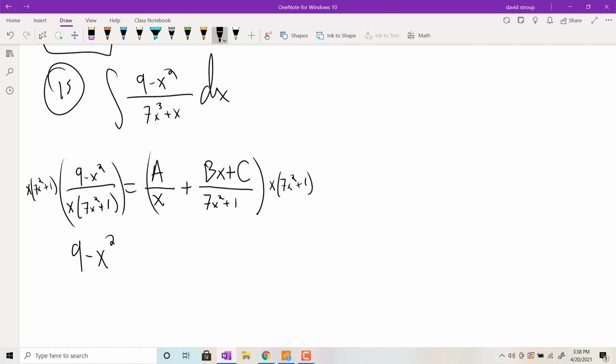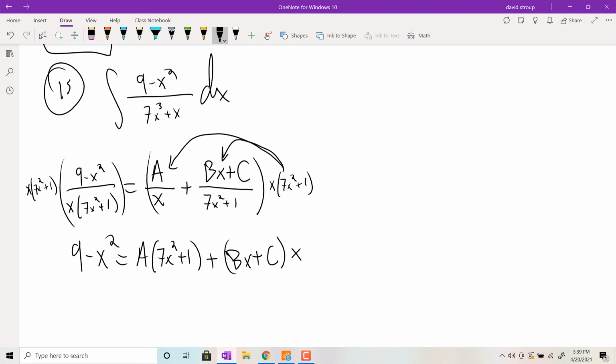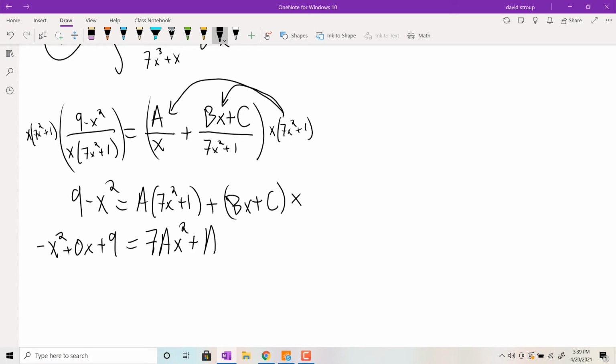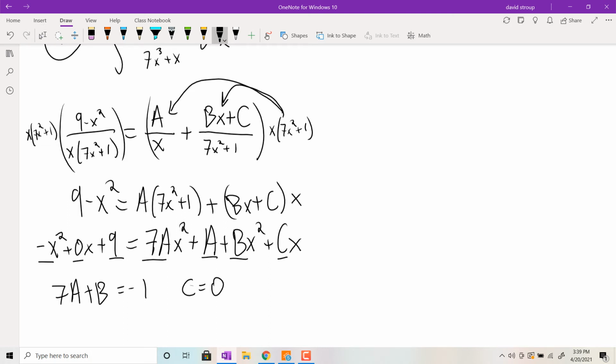On the left, you'll just have 9 minus x squared. On the right, when I do this times this, the x will divide out, and you'll have a times 7x squared plus 1. This times this, the 7x squared plus 1 will divide out, and you'll have just bx plus c times x. I'm going to do equating coefficients. So on the left, you can rewrite it as negative x squared plus 0x plus 9. On the right, I have 7ax squared plus a plus bx squared plus cx. So 7a plus b equals the coefficient of x squared here, which is negative 1. Then c must equal the coefficient of x over here, which is 0. And then a must equal this thing, so a is 9.